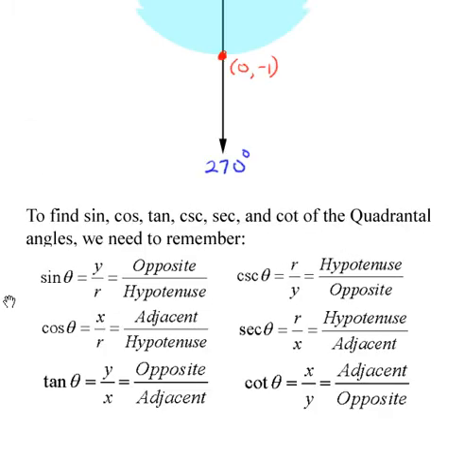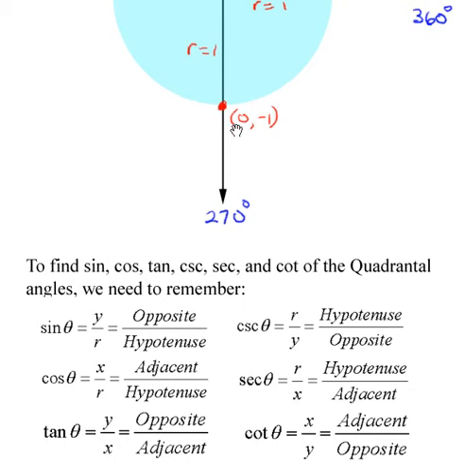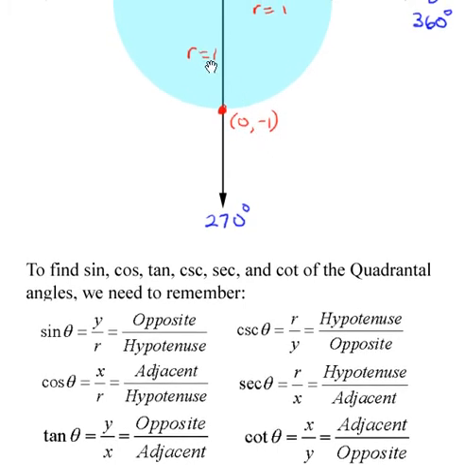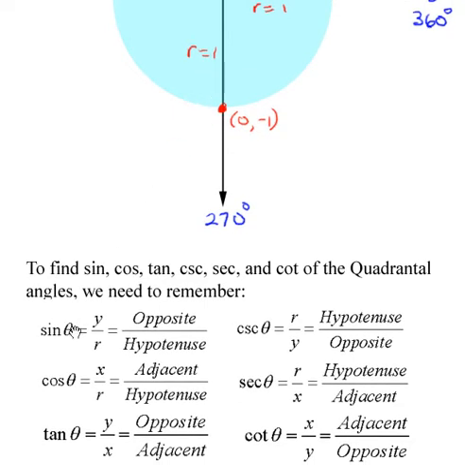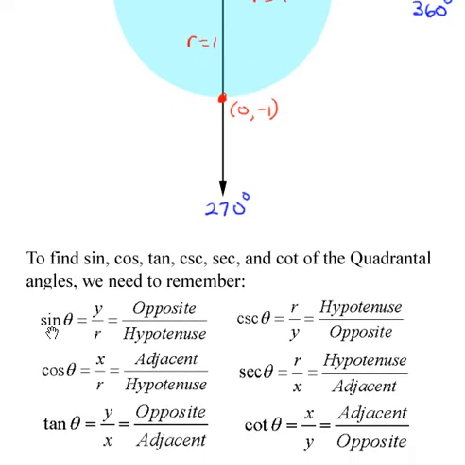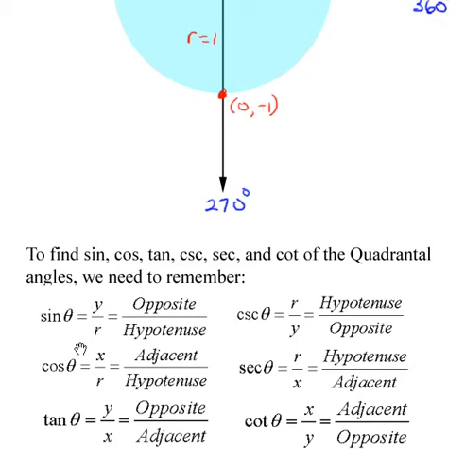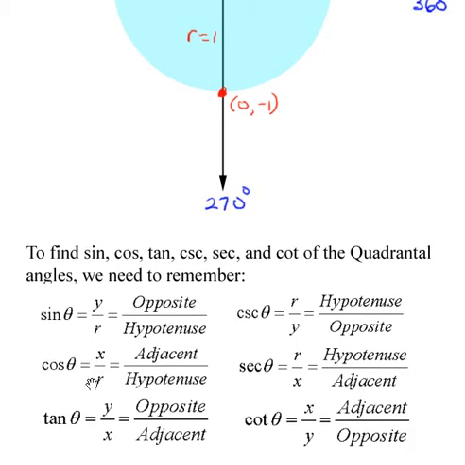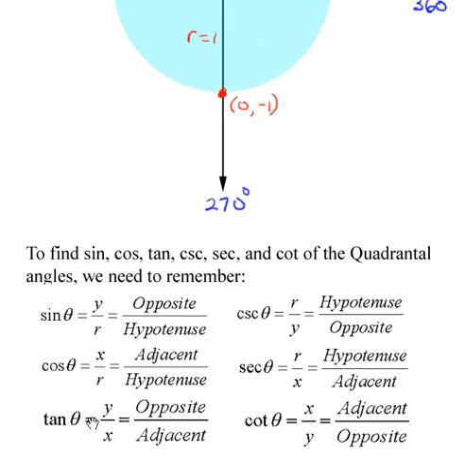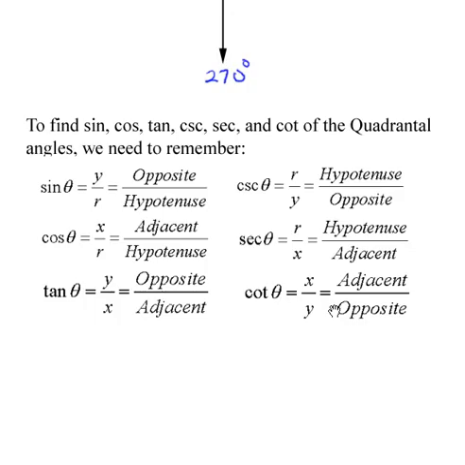But we can see that in the unit circle, we have an x value of a point, a y value of a point, and a radius of 1. So the definitions we need to work with are: sine is the y value over the radius, cosine is the x value over the radius, tangent is the y value over the x value, cosecant of theta is the radius over the y value, secant of theta is the radius over the x value, and cotangent of theta is the x value over the y value.